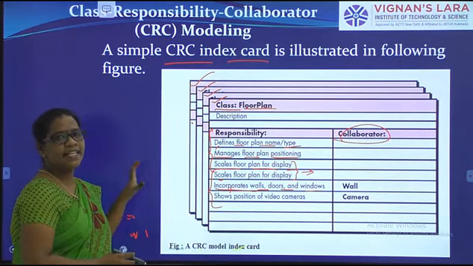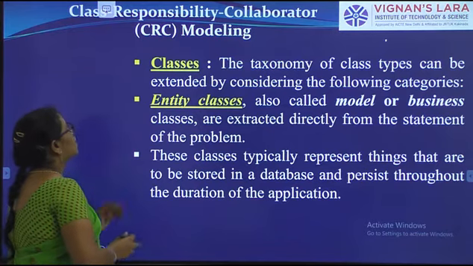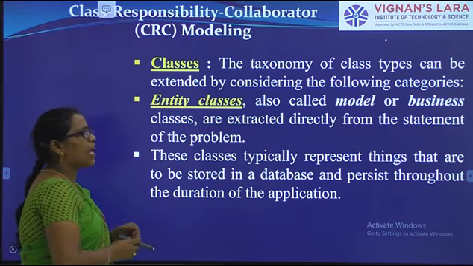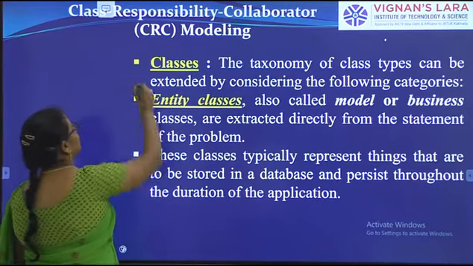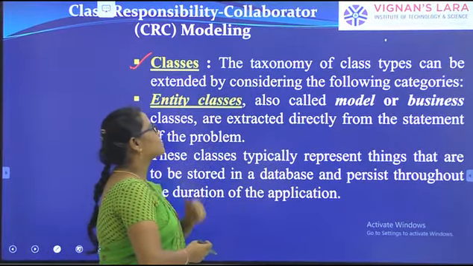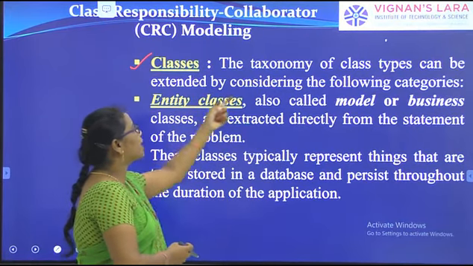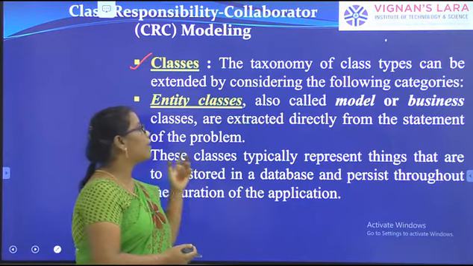This is the small single CRC index card. We call this an index card. And next, coming to classes, let us go further. We have seen that there are three sections. The first one is classes. So what is a class? The taxonomy of class can be extended by considering the following categories. So the class can be defined in the following categories.